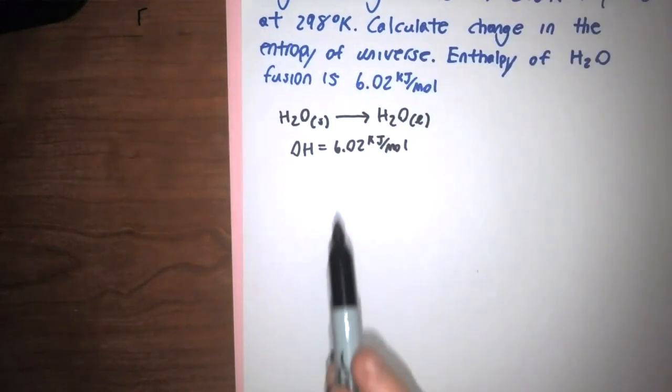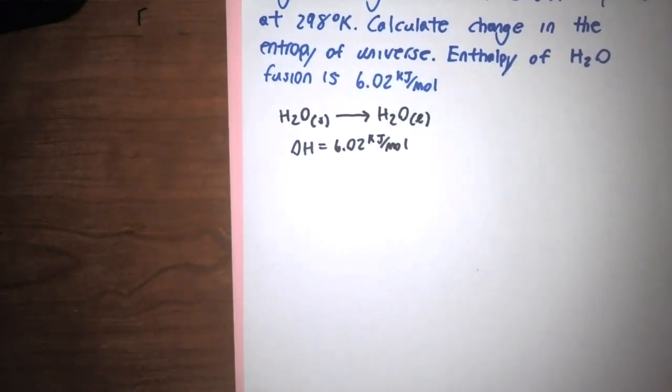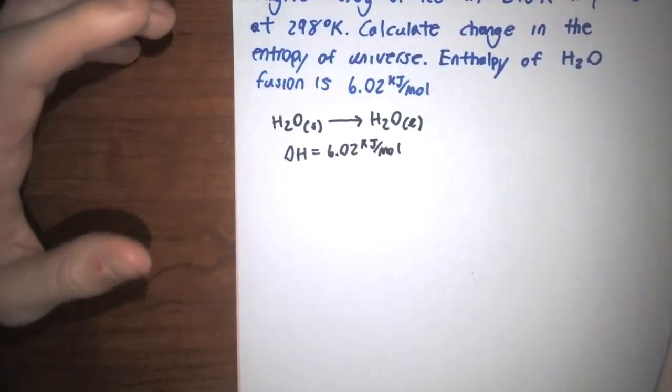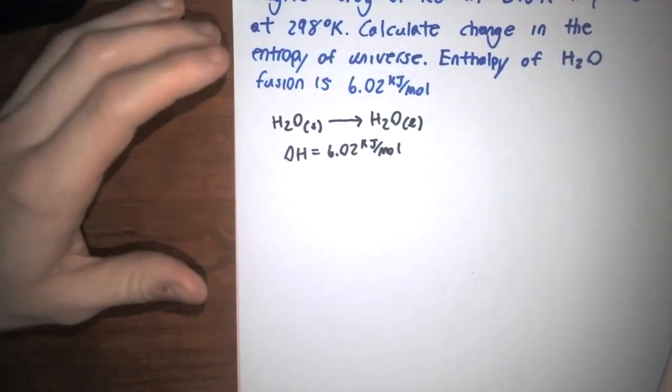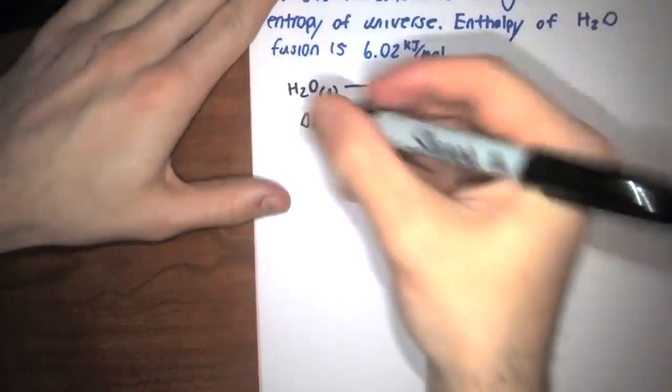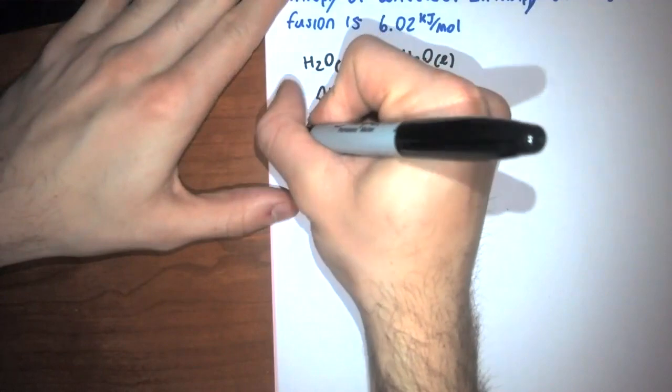So we have a positive delta H. If we have a positive delta H, is that endo or exothermic? It's endothermic. So let's think about the system and the surroundings. Whenever looking at entropy problems, the entropy of the universe, we look at the system and the surroundings. So let's look at the entropy of the system first. I always look at the system.